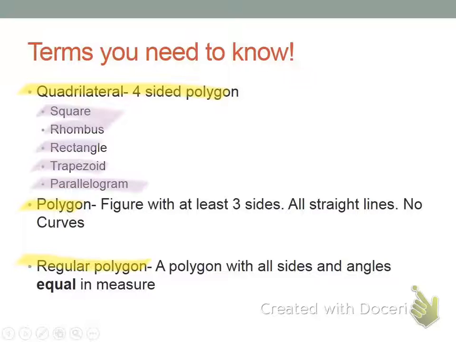A regular polygon is a polygon that has all sides and angles equal in measure. All right, so equal is the key there, guys. So it's going to have the same measurement for the sides and the same measurement for each one of the angles.